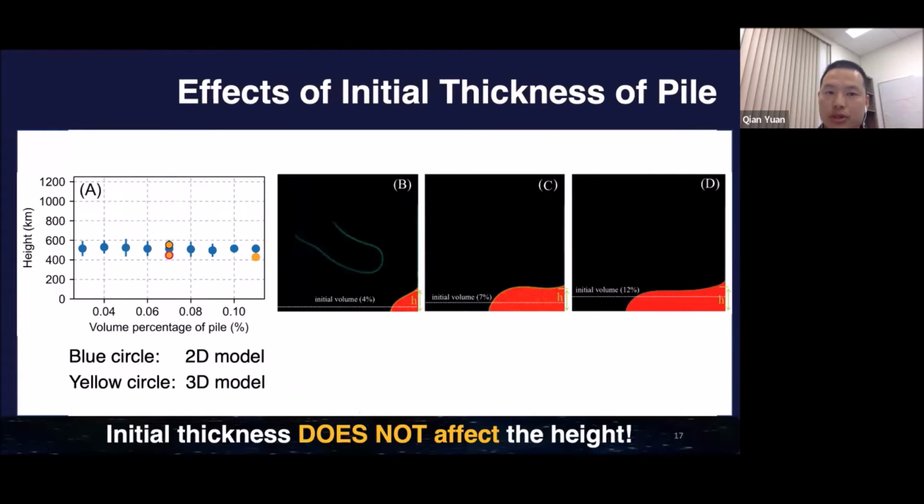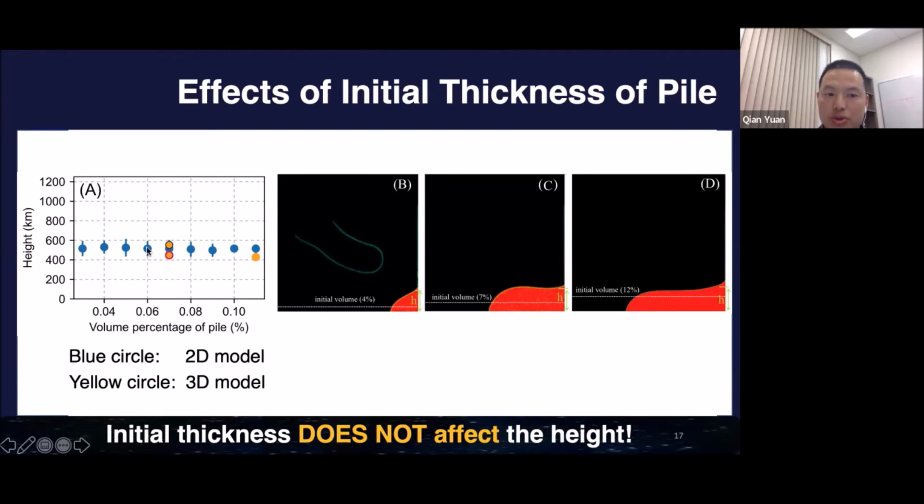So first, we explore the effect of initial thickness of the piles. Here, I show three different models. As we can see, initially they have different volumes, 4%, 7%, and 12%. But when the case reaches steady state, you can see the heights are very similar. This is also shown in the left plot. Here, the x-axis shows the initial volume of the pile, and the y-axis shows the height of the pile when it reaches steady state. So considering the variations, the initial thickness doesn't influence the height much.